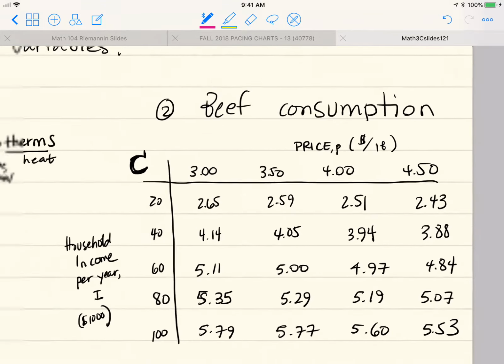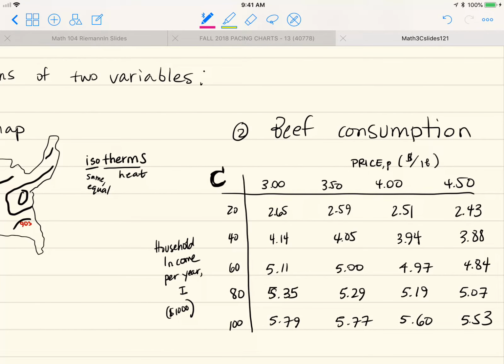Let's look at our second example. This is an example which is beef. Let me highlight here. This is the example: beef consumption. So suppose beef consumption was a function of the price of the beef and the household income per year of the consumers, right? So now who might be interested in a function like this? Someone who is selling beef, right? Because you want to know how much can you sell. So how much beef will a family consume?